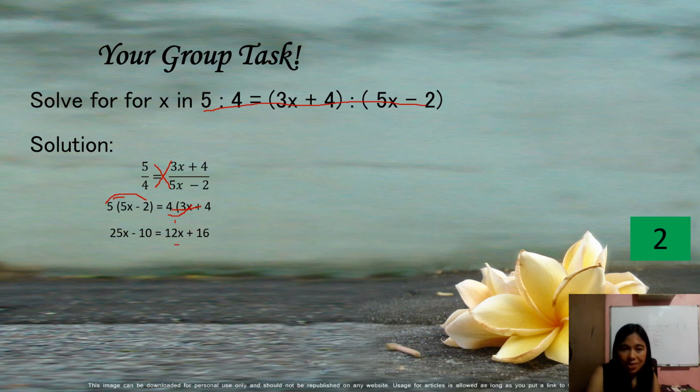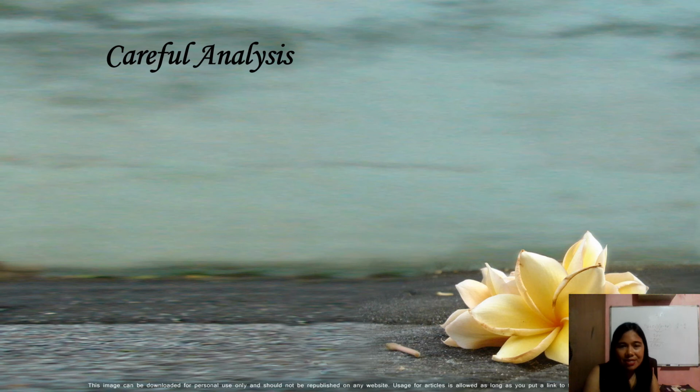Combining like terms, transpose 12x here, okay, and transpose negative 10 also here, okay, they exchange sides, no? So we will have 25x minus 12x, and then positive 10 plus 16. 25x minus 12x is 13x, while 10 plus 16 is 26. And then dividing both by 13, we have x equals 2. Alright, so another example.